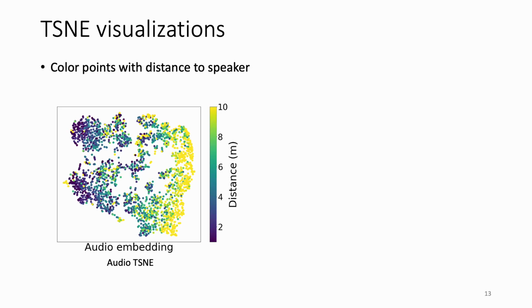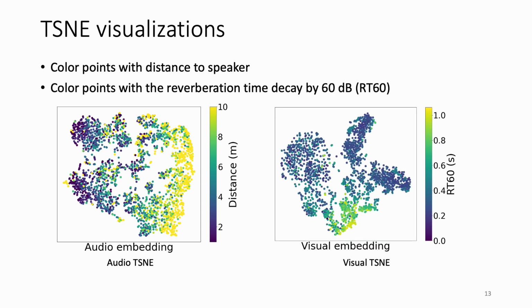Here we show two t-SNE visualizations. In the first one, we project the audio embeddings onto a 2D space and color them with the distance to the speaker, and there's a nice transition from yellow to blue. We then project the visual features onto a 2D space and color them with the reverberation time, RT60, showing that the visual features capture the acoustic information of the environment.